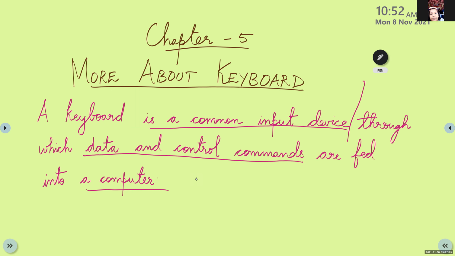Excuse me, ma'am. Yes, dear. We have to underline that. No, no, no. Okay.